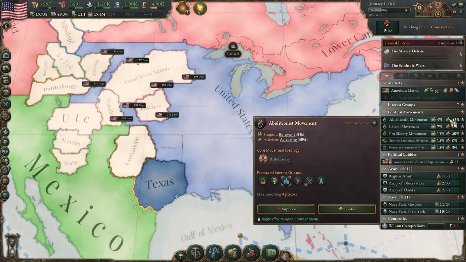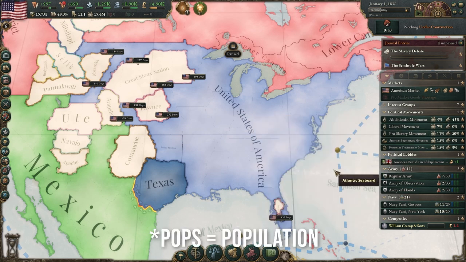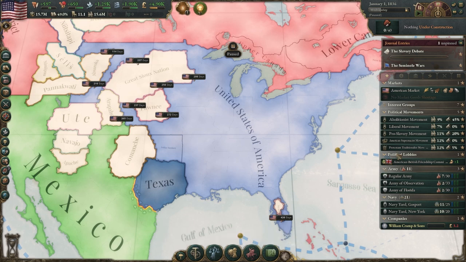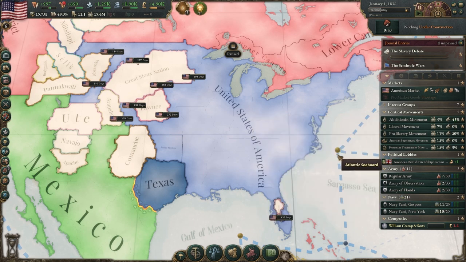We'll dive into the details on these two numbers, but the thing you'll be paying attention to while playing the game is the higher the support number is, the more pops you have supporting the movement. The more important number to glance at while playing the game is the second number for activism. If that number is 50% or higher, the movement will start generating radicals every month. Let's look at the details.